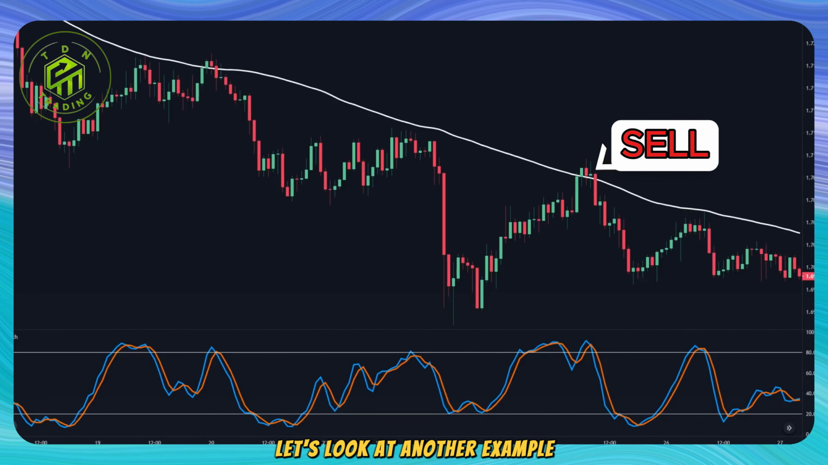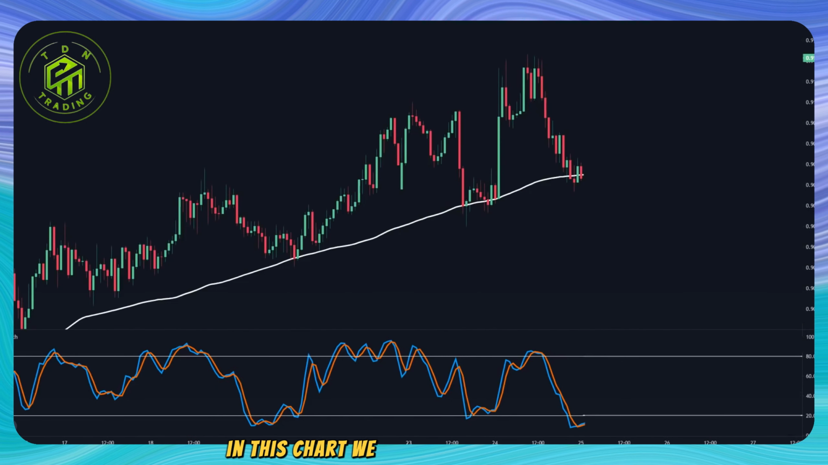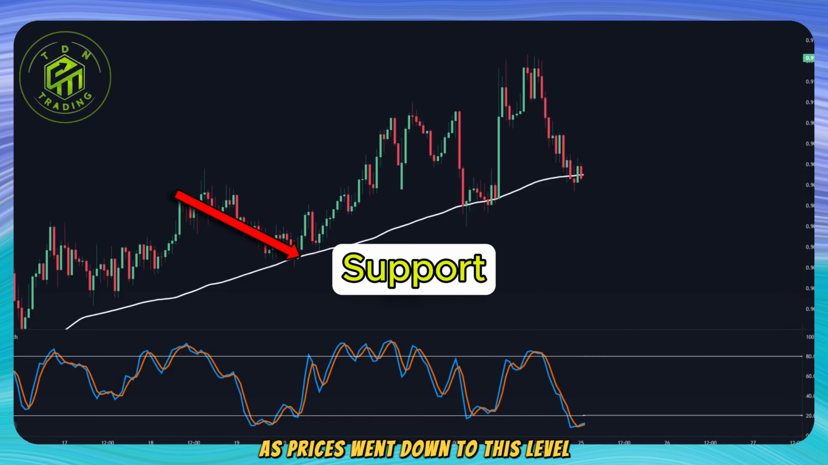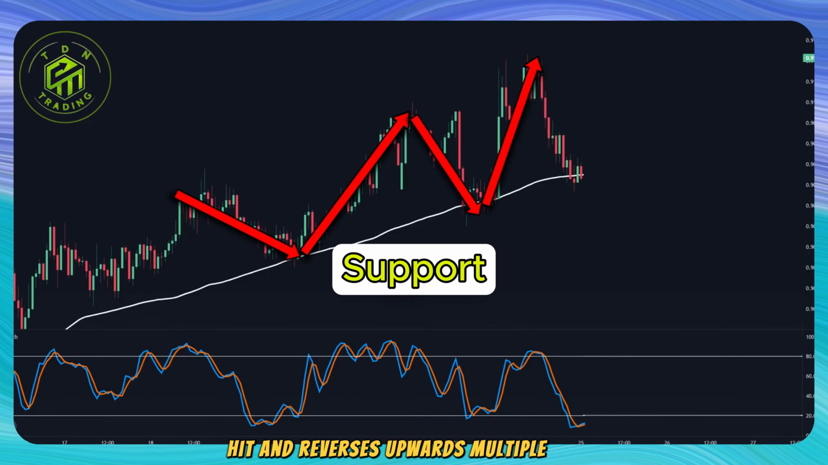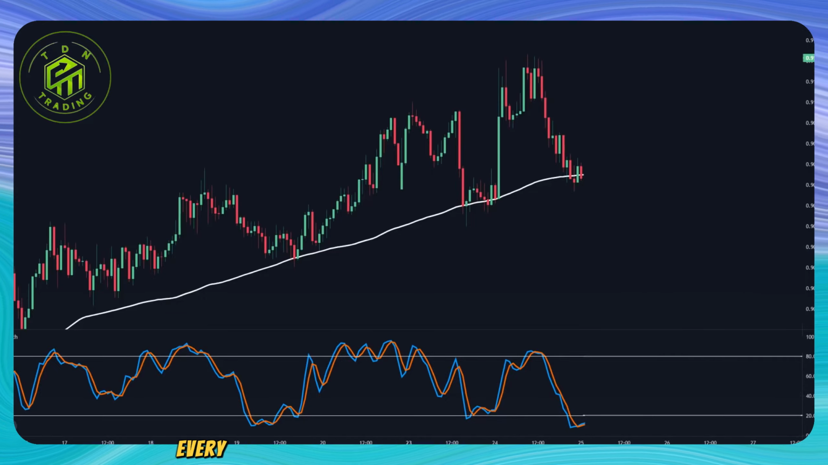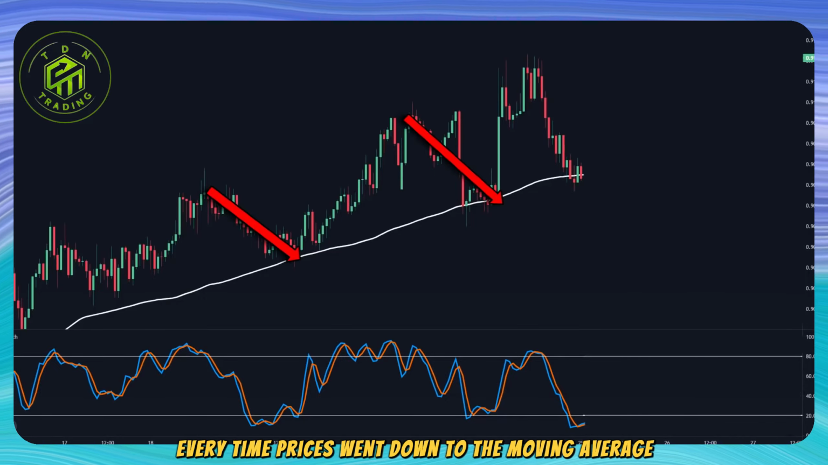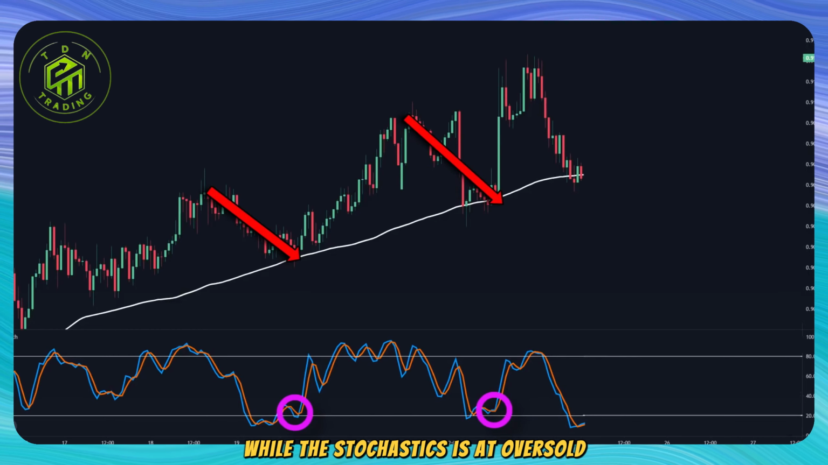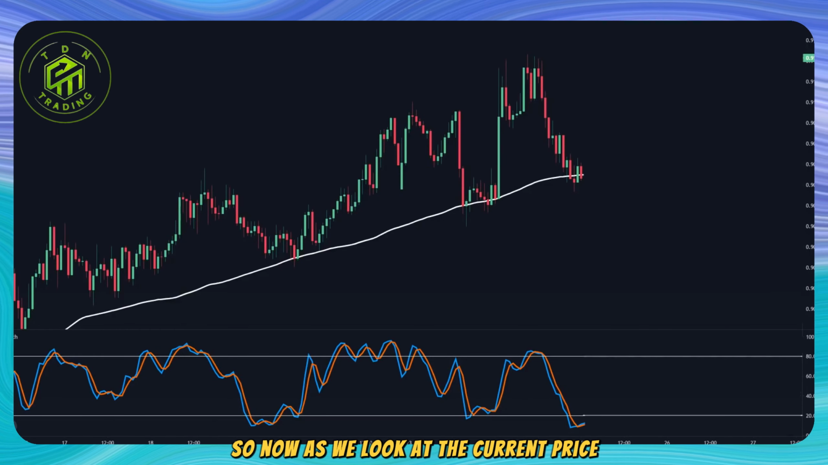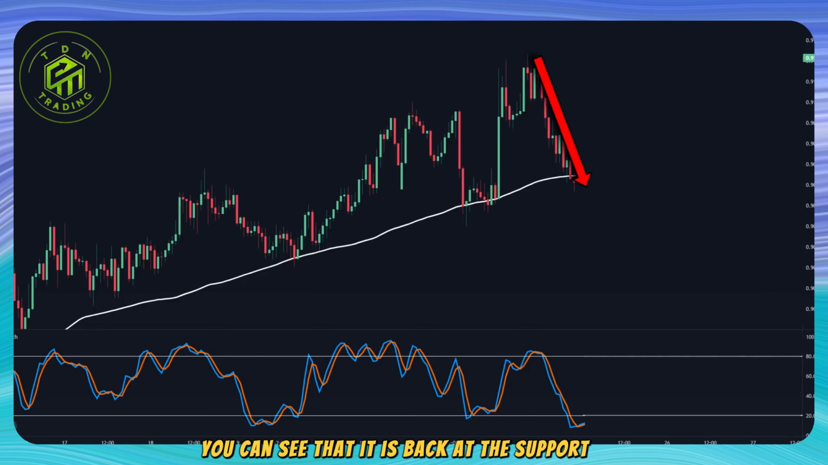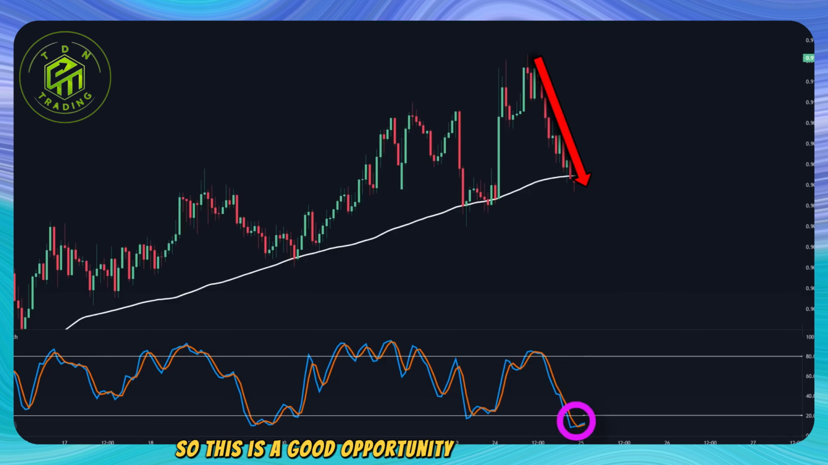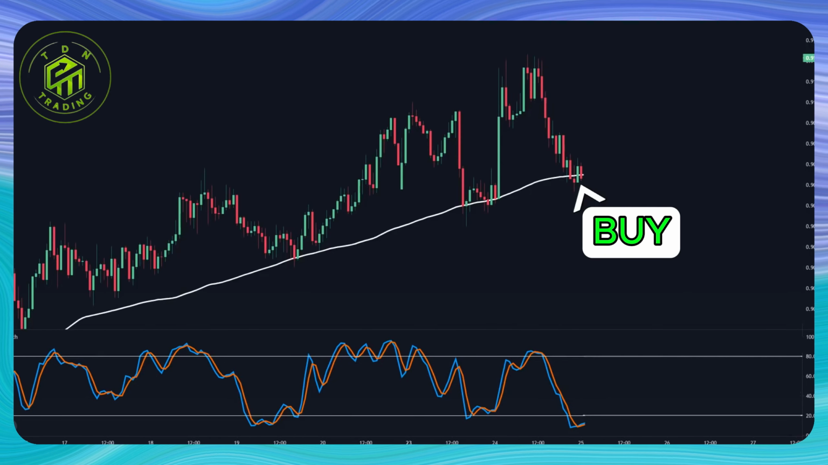Let's look at another example. In this chart, we can see that the moving average is acting as a support, as prices went down to this level, hit and reverses upwards multiple times. And we also notice that the same pattern has formed. Every time prices went down to the moving average, while the stochastics is at oversold, the price tends to reverse back up. So now, as we look at the current price, you can see that it is back at the support line, while the stochastics is at oversold. So this is a good opportunity to take a buy position.